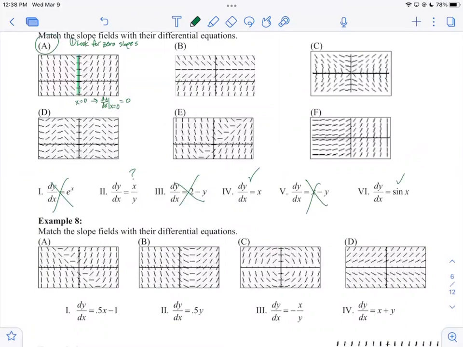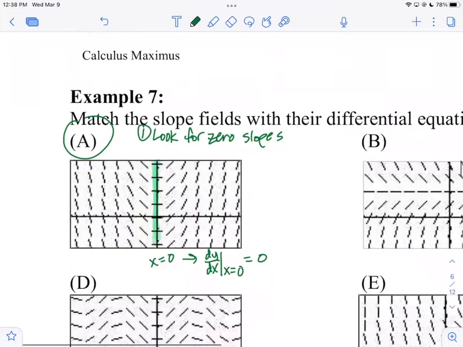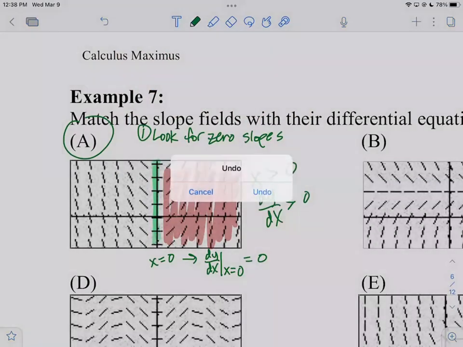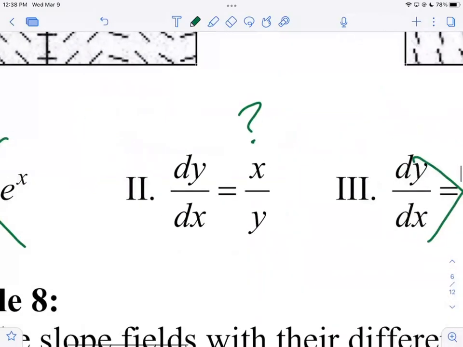Now, if you know what the antiderivative looks like, then you can get it. But let's pretend like we don't. Once you look for zeros, now you look for trends in quadrants, okay? Look for trends in quadrants. So notice that everywhere to the right of zero, when x is greater than zero, what type of slopes do I have? Positive, okay? So let's go through the remaining candidates. If I plug in a positive x, I better get out a positive number every time. Is that going to be true here? Positive x divided by any y? No, because it depends on what y is.